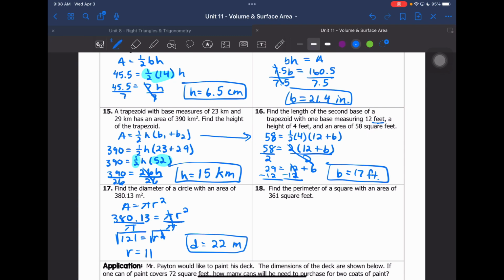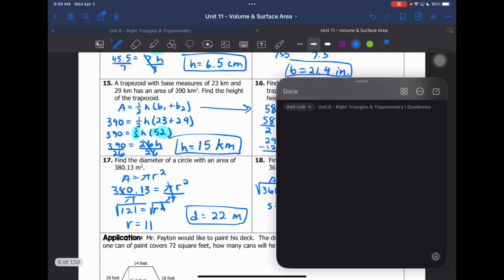Let's talk about 18. It says find the perimeter of a square with an area of 361 square feet. So remember, the area for a square is just side squared. So because the area is 361, to find the side, you just have to take the square root of that. The side is going to be 19. And perimeter of a square, you just take the sides and multiply it times 4. So we would have 4 times 19. That is going to be 76 feet. We only need the squared when we're finding area. For perimeter, you don't need to include that little part.